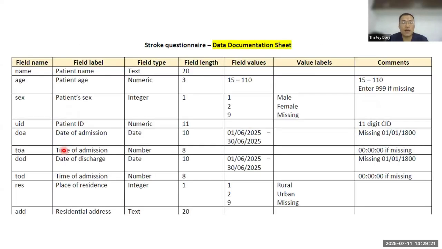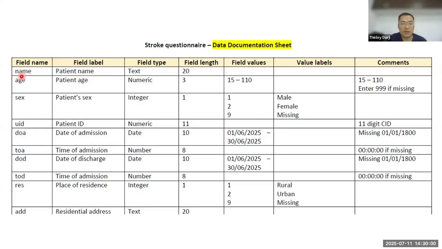So for this example, I've prepared the data documentation sheet as shown here. For patient name, the field name is name. There's another convention that we recommend: for the field name, please do not use any word that overlaps with the first few letters of the field label, because sometimes when you transport or export the data into some other software, if these two are similar, the software might truncate the word, and then the word may not appear.